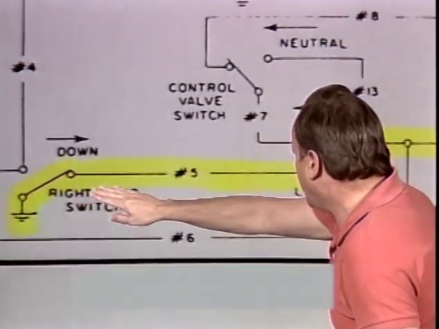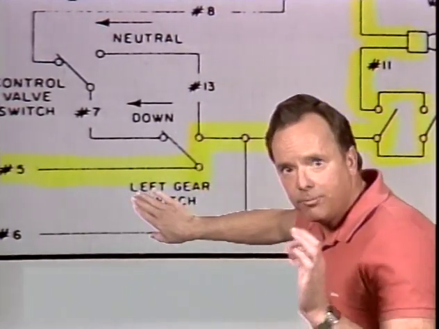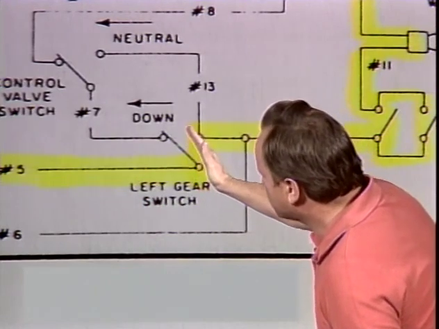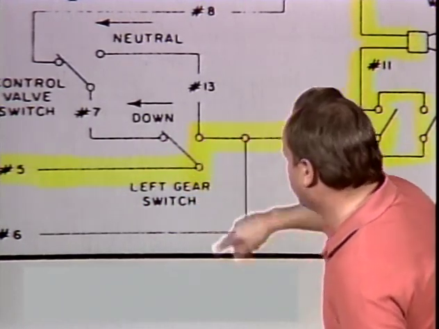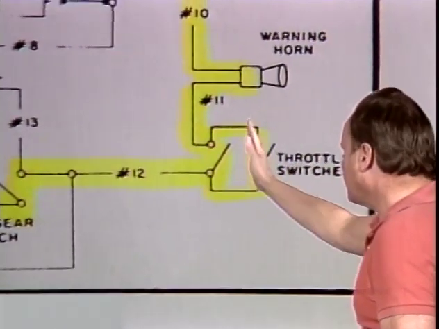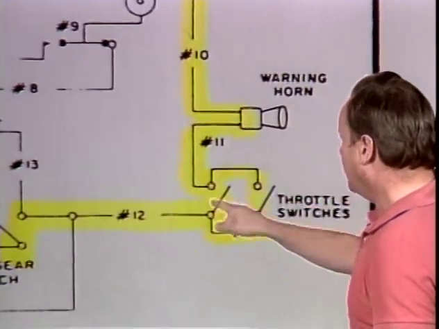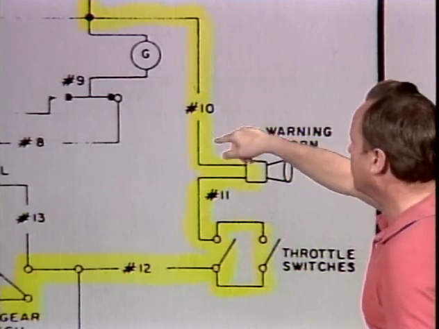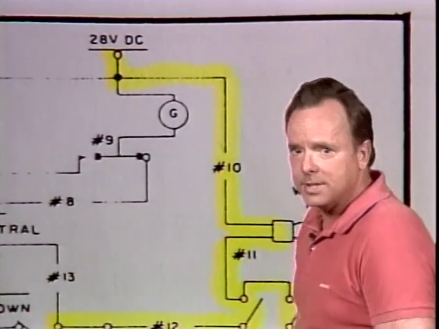And then we go along wire 5, and the left gear had to be up for this condition, if you remember. Now, this drawing is shown with the left gear down, but put the left gear up, and now you have a contact through here. And then we go along wire 12, and these are the throttle switches. When the throttles are closed, we have a route to wire 11, and the warning horn will sound. And then you go through wire 10, complete the circuit, and back to your 28-volt DC source.